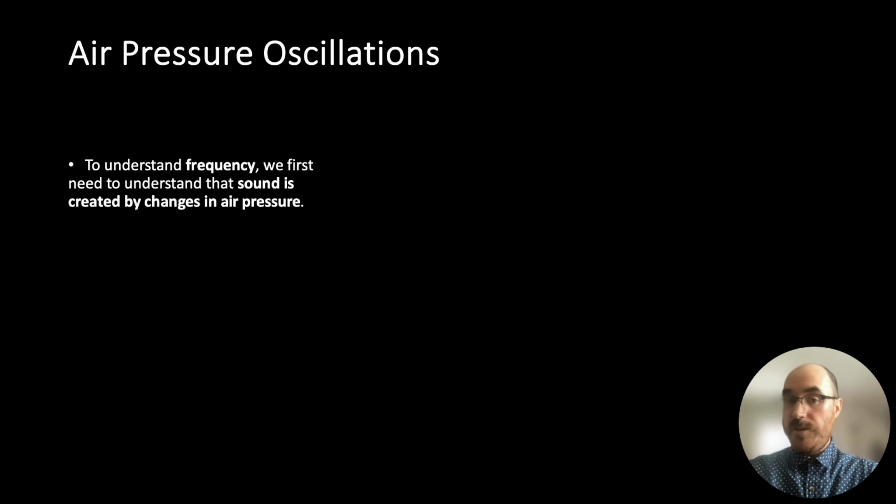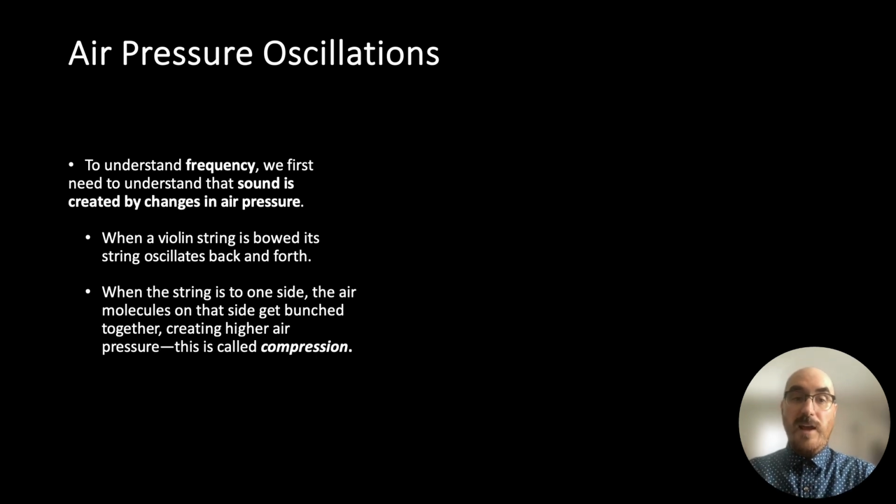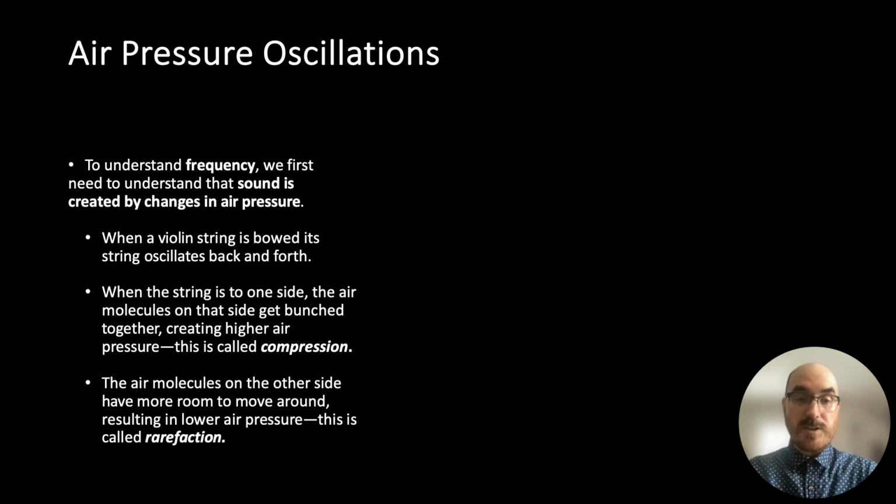Air pressure oscillations. To understand frequency, we need to understand that sound is created through changes in air pressure. Let's think of a violin, right? When a string is being bowed, it's being pushed back and forth. It's physically moving, and that physical movement creates changes in air pressure. When the air pressure is being made more dense, that's called compression. And when it's being stretched out, when that string moves away, that's called rarefaction. So those are the two things that cause those changes in air pressure: compression and rarefaction.